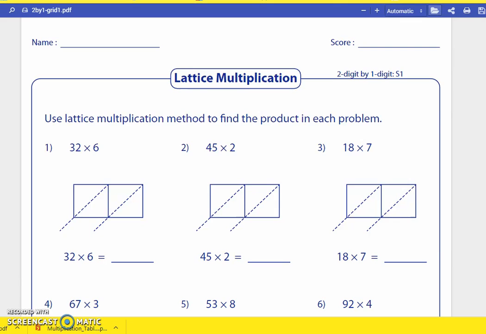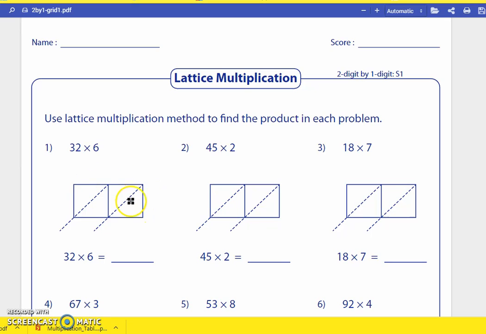Let me get my pencil. Okay, and I'll do black. Alright, our problem here with the first one, number 1, it says, let's read it together. It says 32 times 6, okay?